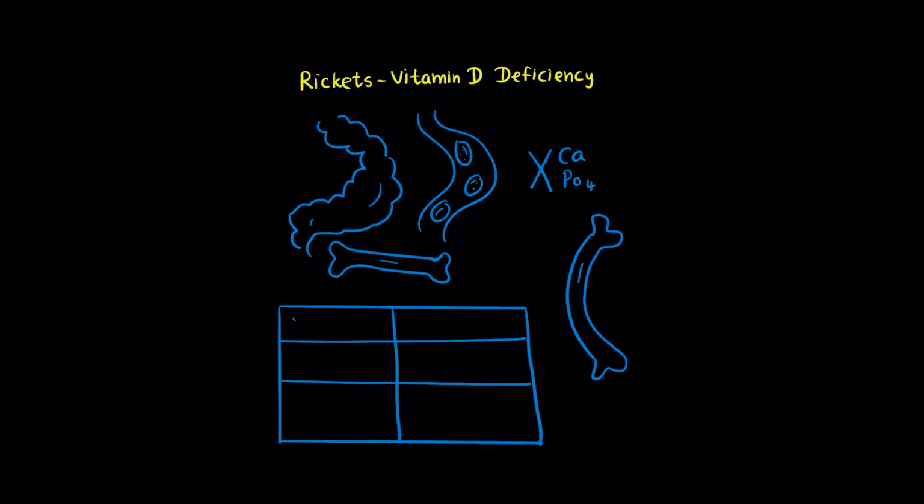This isn't vitamin A deficiency affecting vision, or vitamin K affecting blood clotting, or vitamin C causing scurvy with bleeding gums. This is specifically vitamin D failing in its crucial role as the master regulator of bone mineralization, creating the soft, deformed bones characteristic of rickets.